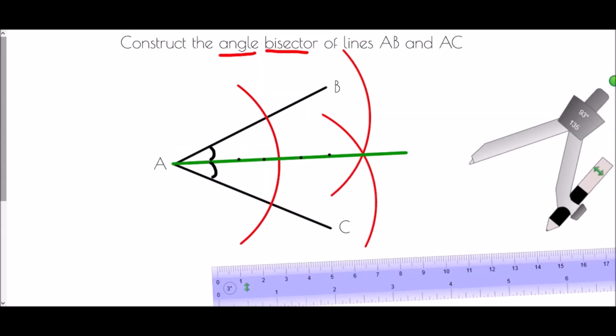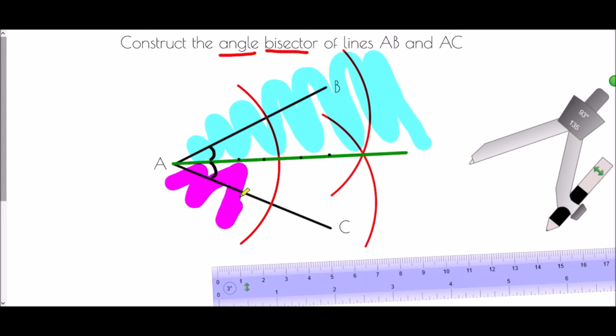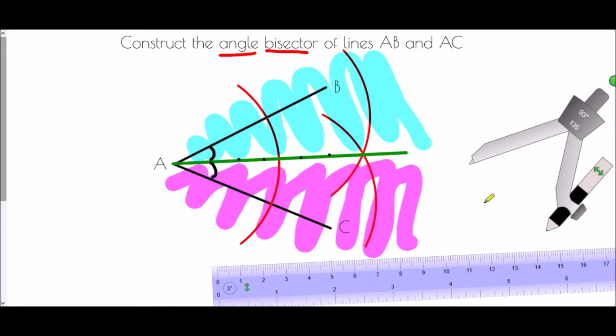And again, this comes from our shading. If I looked at anything which was above the line that we've just drawn, well, those points would be closer to AB than they are to AC, and vice versa. If I went underneath the line, well, those points would all be closer to AC than they are to AB.